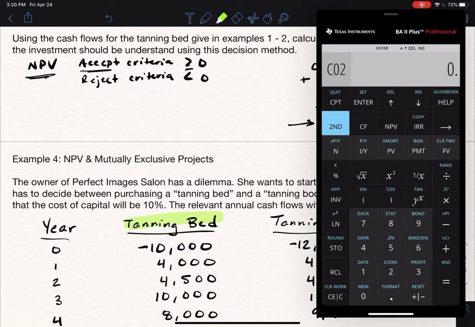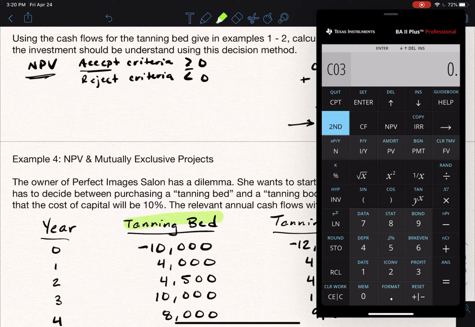So now it says, okay, what's the cash flow at year 2? Well, that's easy. I'm given that information. It's $4,500. And then I'm going to hit enter. Down. Oh, what's the frequency of the second cash flow? It's just 1. It happens 1 time.